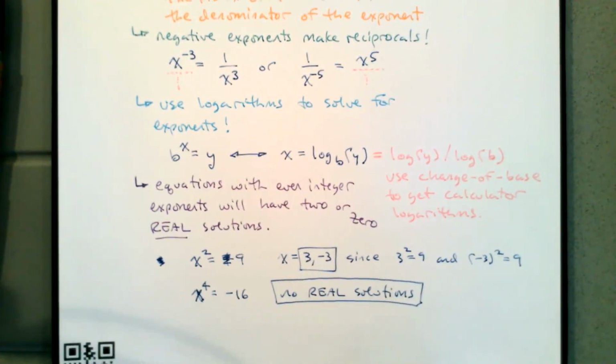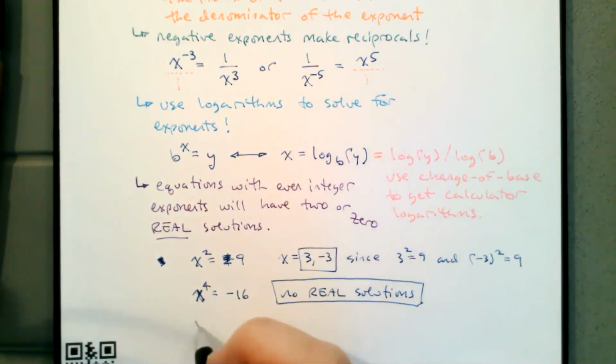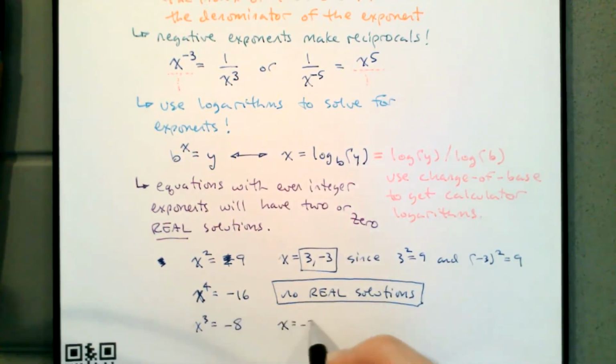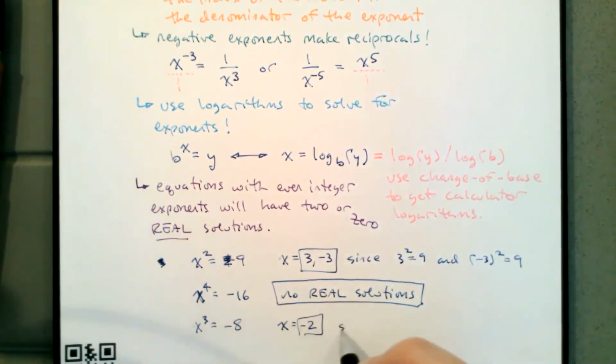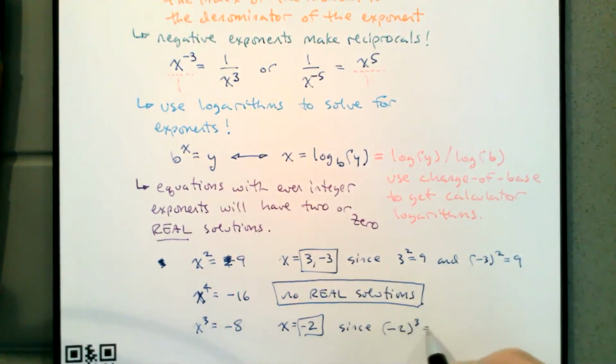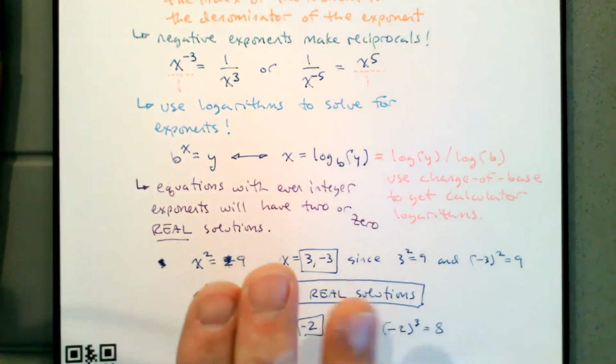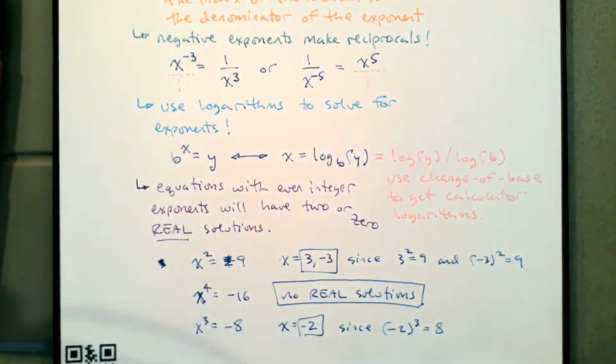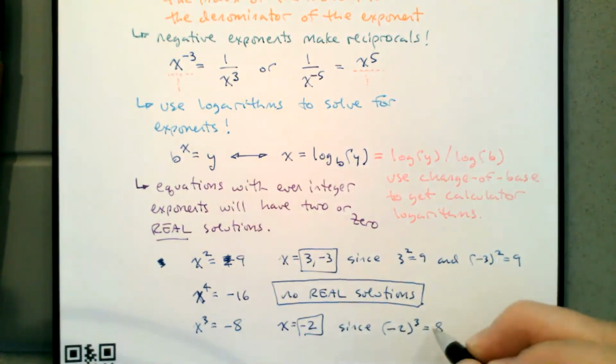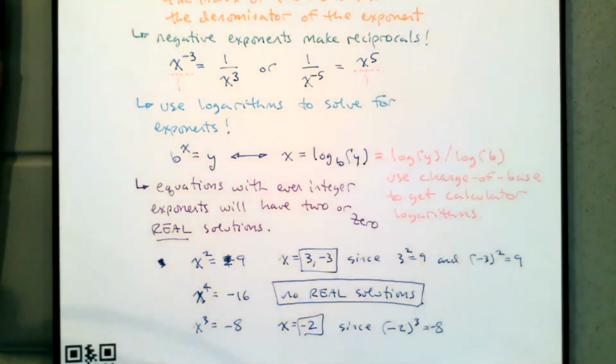So if x cubed is equal to -8, we have 1 real solution. x is -2, since -2 cubed is equal to -8. 3 negatives. A negative times a negative makes a positive. A positive times a negative makes a negative. Although I keep forgetting to write my negatives. Right.